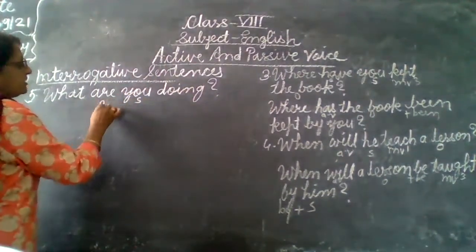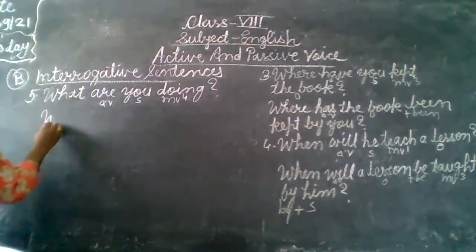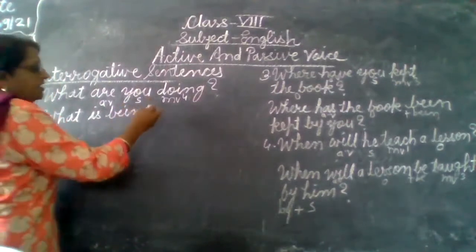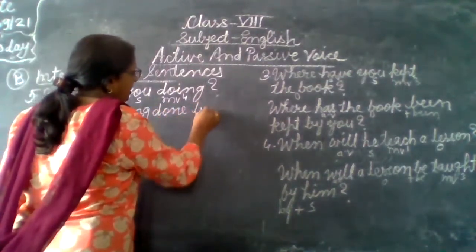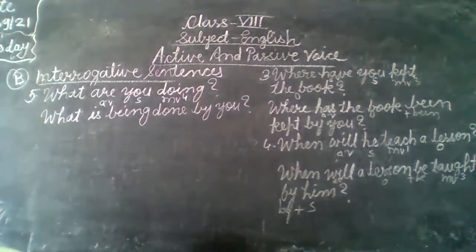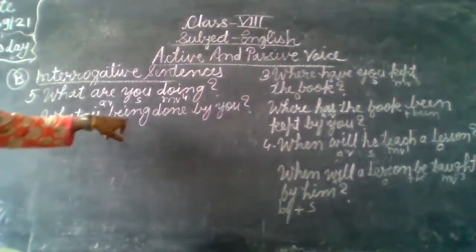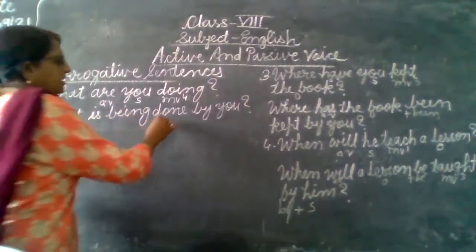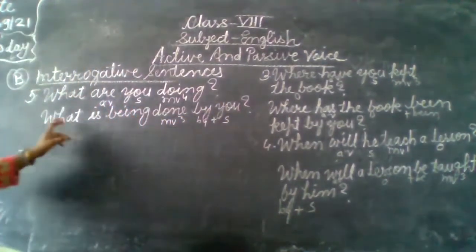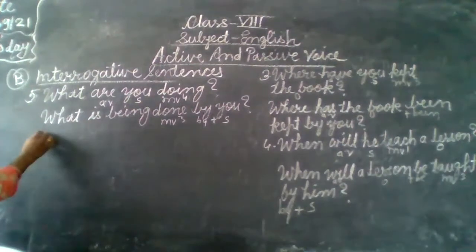Here we get the subject, auxiliary verb, and main verb in the fourth form. No object is there. But what is acting there as an object? What being done by you. What is being done by you? Here, what is acting as an object. So, is being goes together here, because no object is there. Okay, that's why is being is used together, with done, the third form, and by plus subject. So we are taking it for granted that what is acting as an object. That's why we have made it: what is being done by you. Now, next sentence.